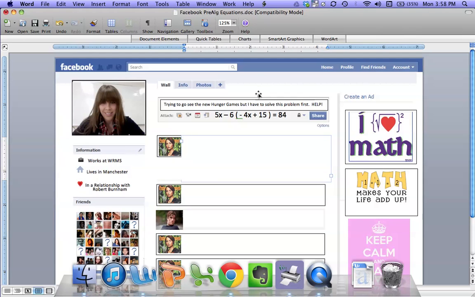So for example, I already wrote this post right here, and it says, trying to go see the new Hunger Games, but I have to solve this problem first. Help! And you're each going to get a problem. It's going to be assigned by the teachers, so don't worry about that. And you're going to post that on your status as well. And then you can pick your friends who are going to respond to your status and who are going to help you solve your problem. So here we've got Katniss Everdeen from the Hunger Games and Peeta Mellark, and that's who I'm going to have my conversation with. So basically, I want you guys to pretend like you're going to teach yourselves how to solve this problem, being these different characters.